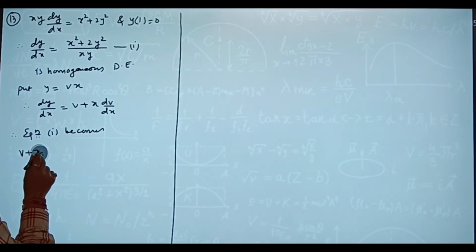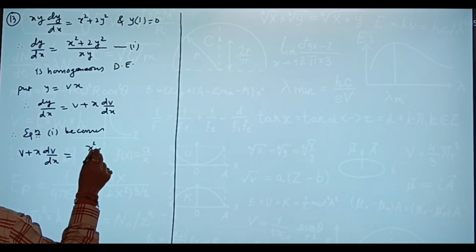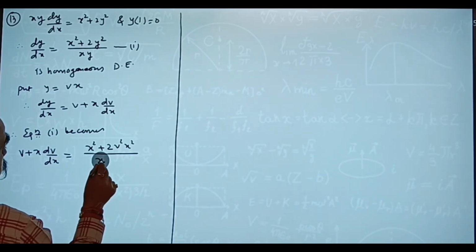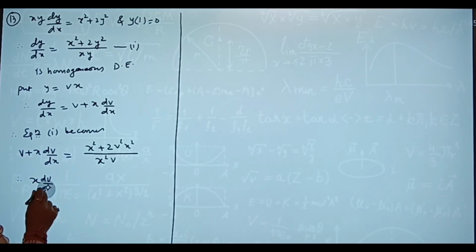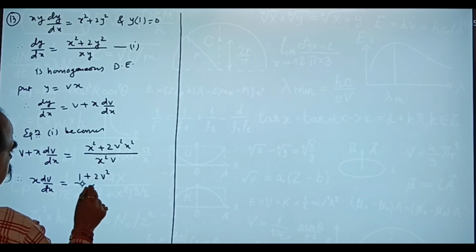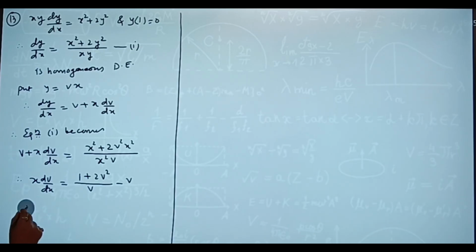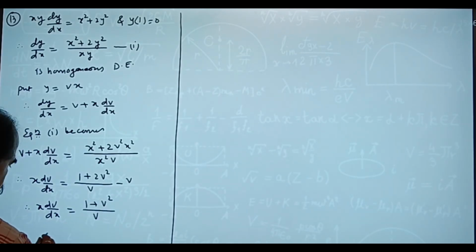v plus x dv by dx is equal to x square plus 2v square x square upon x square v, 1 plus 2v square upon v. Minus v, 1 plus v square upon v. v upon 1 plus v square.